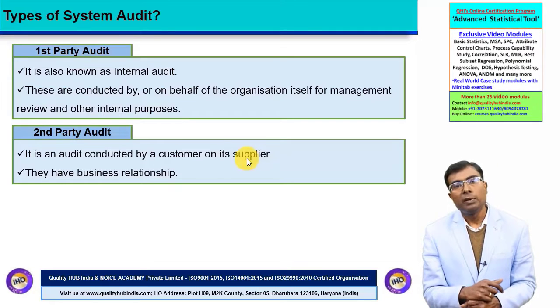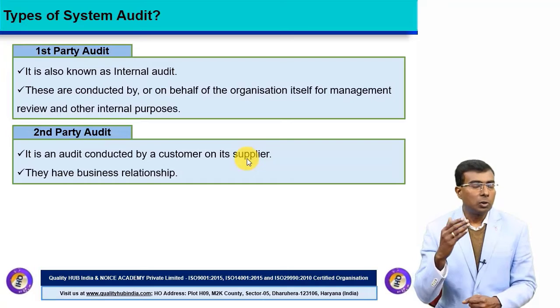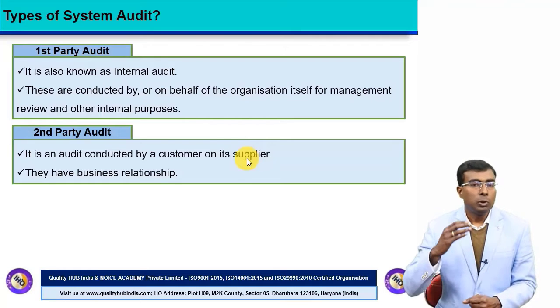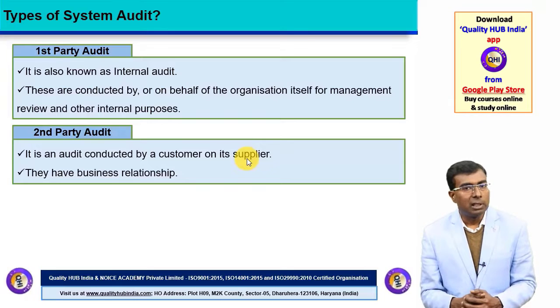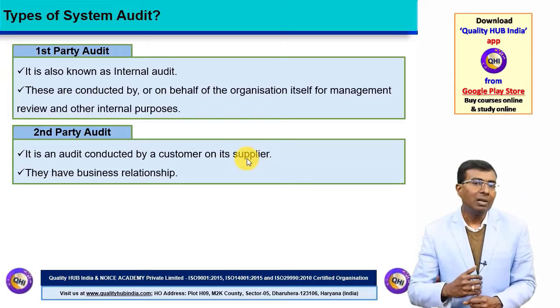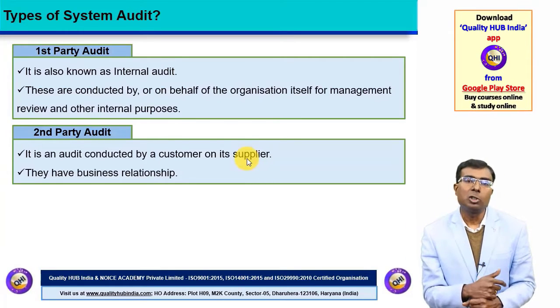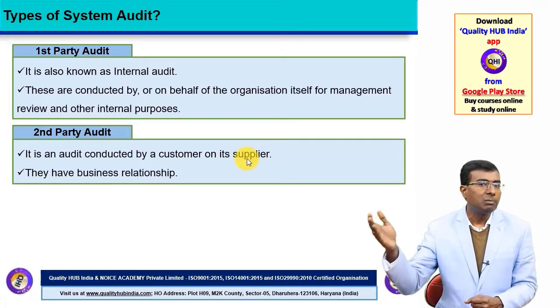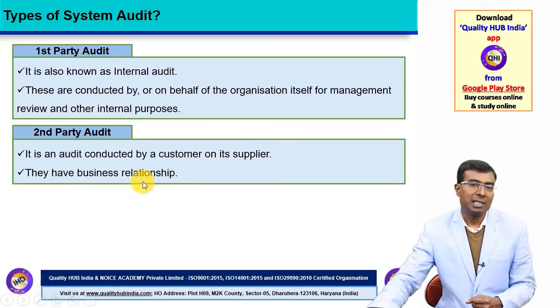In the same way, if you go to your supplier to conduct an audit, that is also called second party audit. As an organization, you are going to conduct an audit at your supplier's end to check whether the processes are working fine or not, whether the systems are going well or not. Whatever your audit criteria are, based on that you are going to evaluate the performance of your supplier. So supplier and customer, this is second party audit, and they have a business relationship.